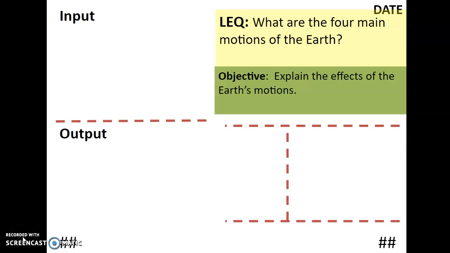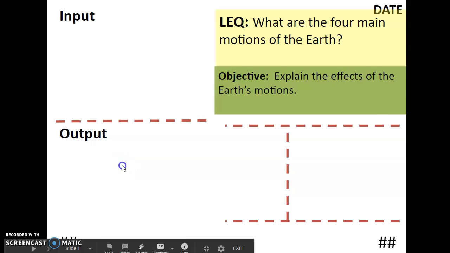Hey everyone, in today's lesson, we're going to be learning about the four main motions of the Earth. So at the end of this lesson, you should be able to explain the effects of Earth's motions.